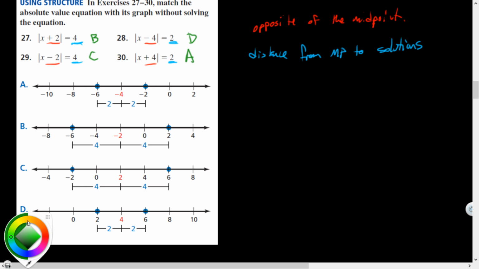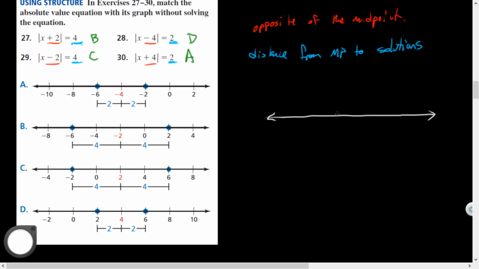Let's see, just as a challenge, let's see if we can do this in reverse. What if I wanted to write the equation? What if I have this? Let's say I have my solutions at the points 1 and 5. Right, so here's 1 and 5. What is the midpoint between these two? All right, I got a 3, yeah. And what is the distance from the midpoint to either of those solutions?